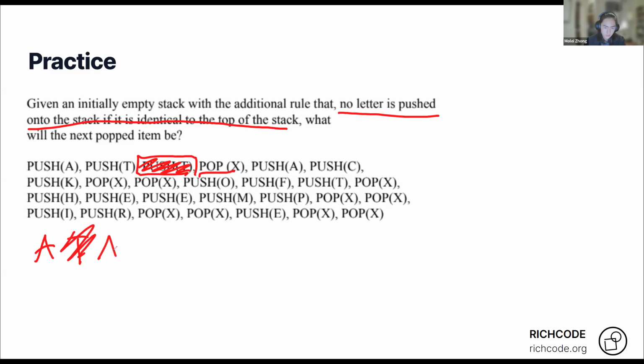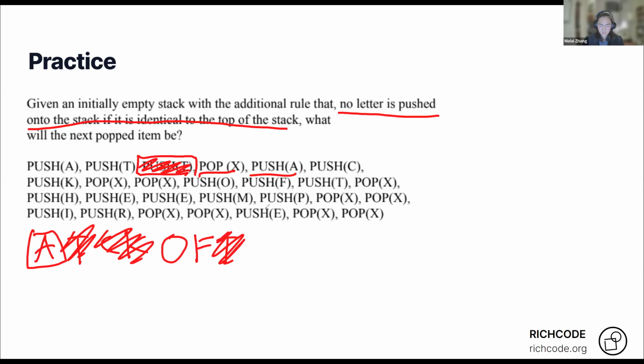We push A. Oh, but wait. A is now the top of our stack. So we can't push A onto the stack anymore. And then we push C. We push K. We pop 2. So just take out these 2. We push O. We push F. We push T. We pop it. We push H, E, and here it's telling us to push another E, but we can't do that.